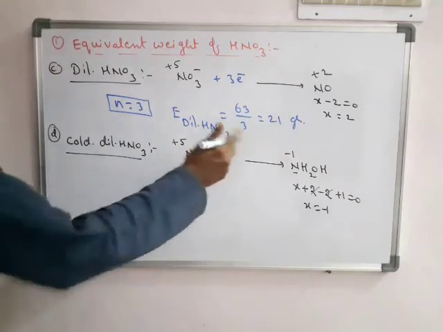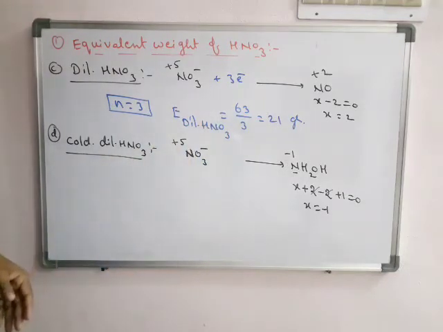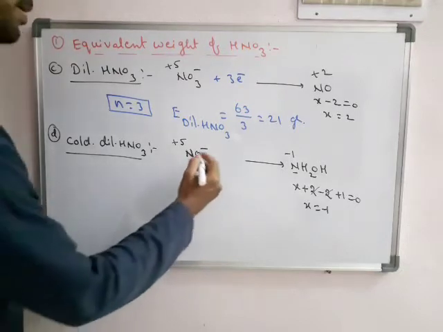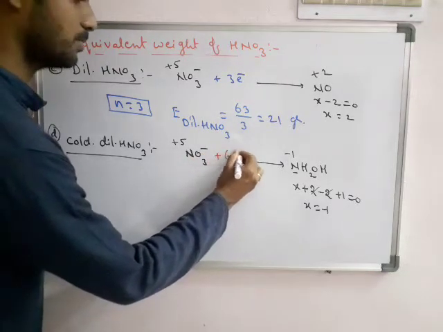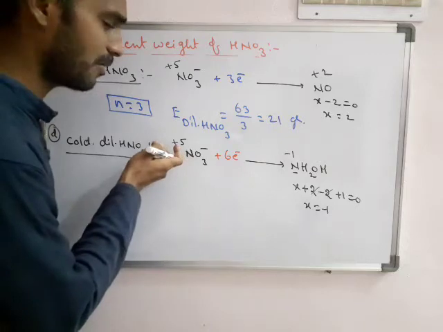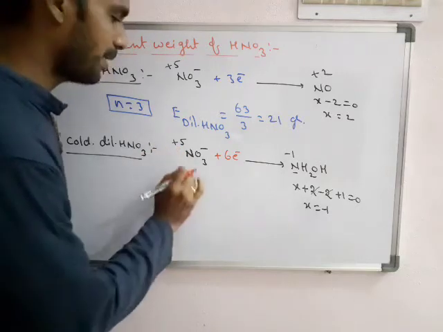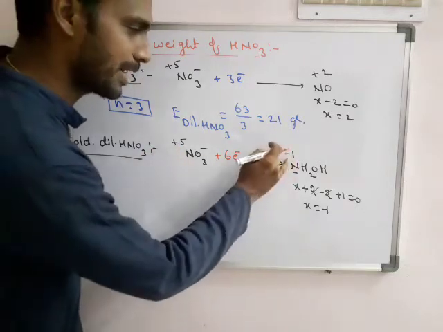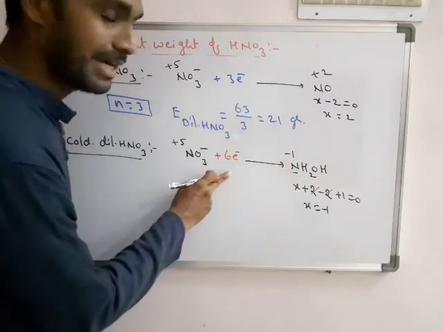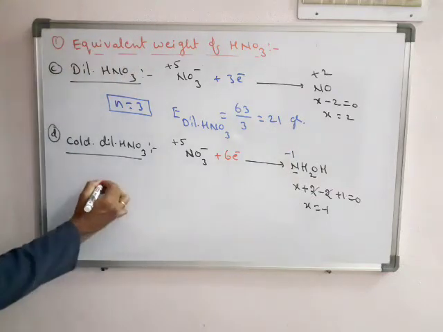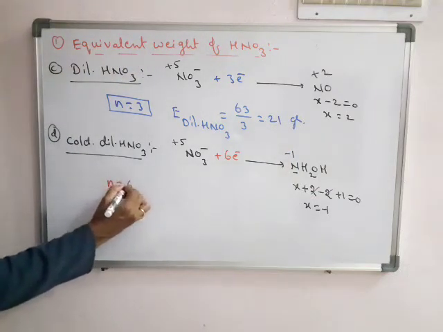So plus 5 to minus 1. How is it possible? By taking 6 electrons. 6 electrons means minus 6. Minus 6 power plus 5 becomes minus 1. Means N plus 5 becomes N minus 1 when it takes 6 electrons. So therefore the n factor is equal to 6.